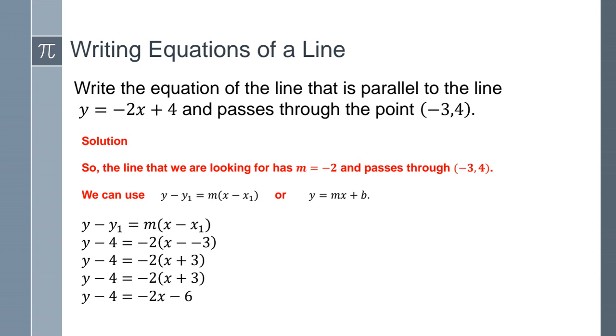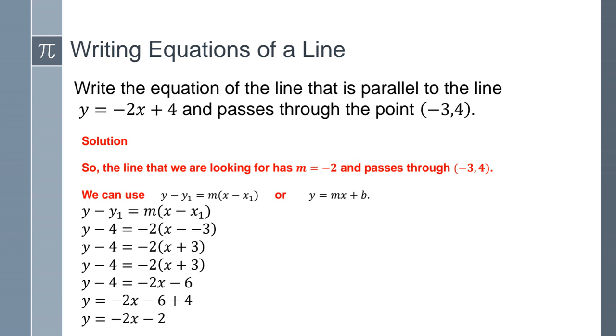So negative 2 times x is a negative 2x. And negative times a positive is a negative 2 times 3, which is 6. The last thing we need to do is move this negative 4 to the other side by adding 4 on both sides. So when we do that, we have negative 2x minus 6 plus 4. A negative 6 plus 4 is going to be a negative 2. So there we go. Here is our equation of that parallel line to this given equation.